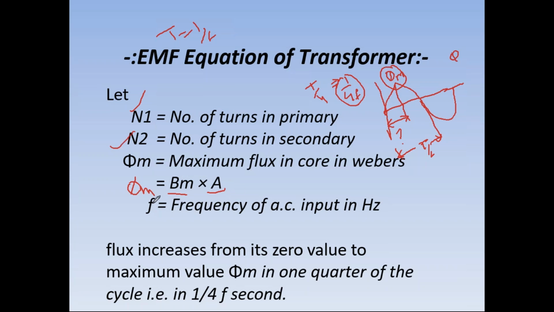And the next one is the frequency of the AC input in hertz, so it is always equal to 50 hertz. Now the flux increases from its zero value to the maximum value phi m in one quarter cycle. It means that to obtain the maximum flux it will take one quarter, that is T by 4. So we can represent it in the form of 1 by 4F seconds.